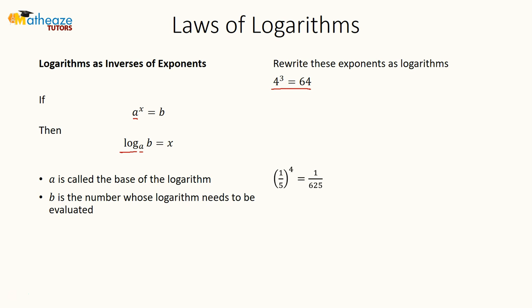So now what we're going to do first is try to write these exponential expressions as logarithms. We write the log right here, we keep our base right here, and then 64 comes over here, equal to the exponent. Same here, we have our log, 1 over 5 is our base, then 1 over 625 is the number, and the exponent is the result.